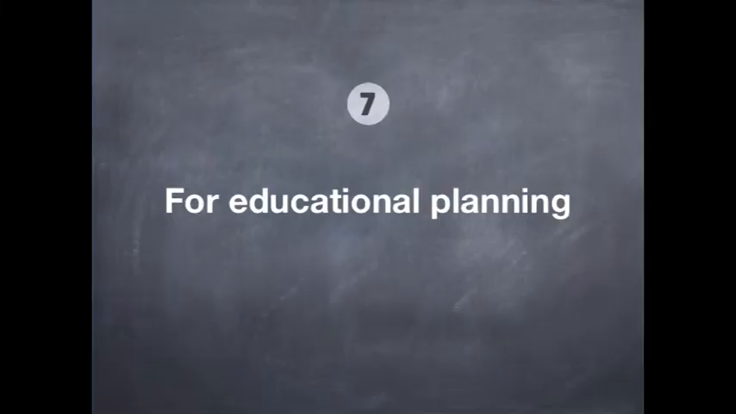Number seven, for educational planning. Educational technology helps in overall social planning and is concerned with the qualitative and quantitative design of a community's entire education system. A systematic approach to teaching and learning includes specification of objectives, designing and structuring content, determining evaluation techniques, etc.